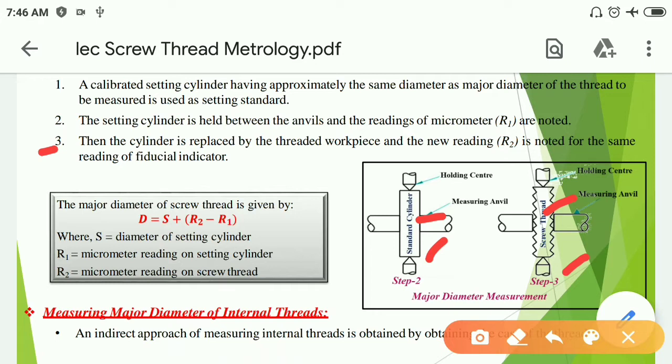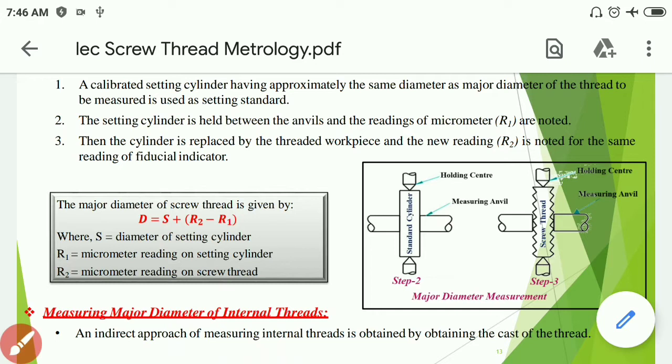The major diameter of screw thread is given by D = S + R2 - R1, where S is the diameter of the setting cylinder, R1 is the micrometer reading on the setting cylinder, and R2 is the micrometer reading on the screw thread. Then measuring major diameter of an internal thread: an indirect approach is obtained by taking a cast of the thread.